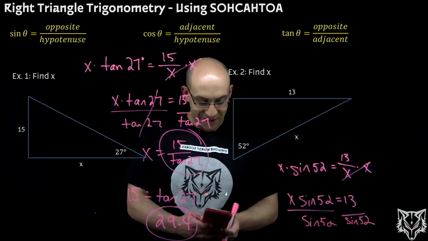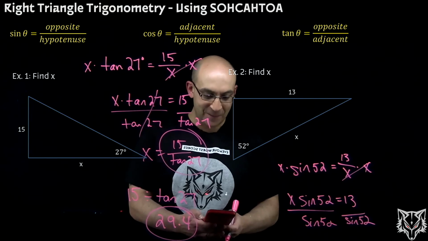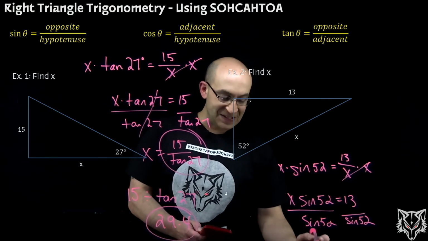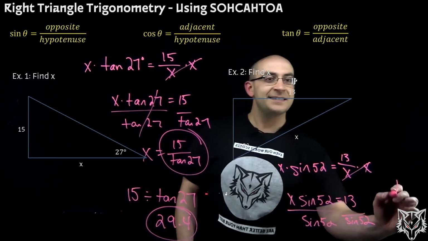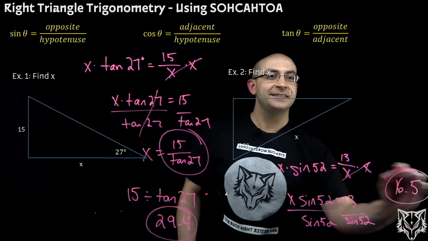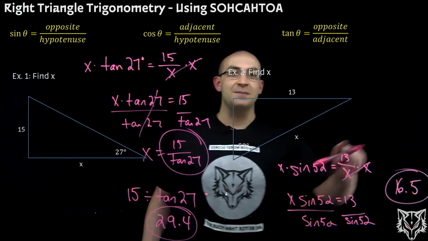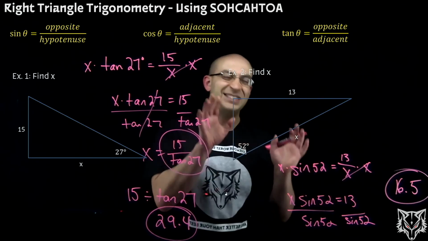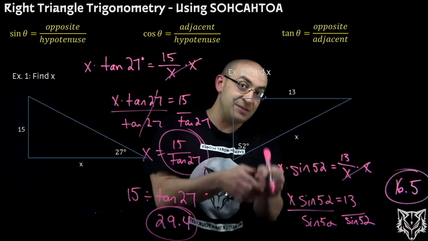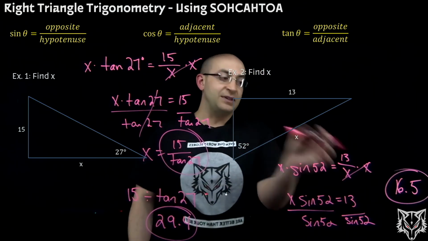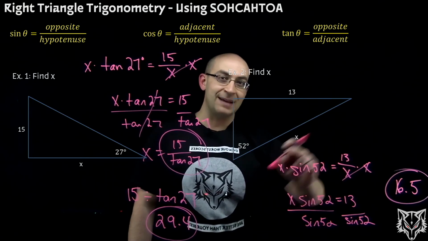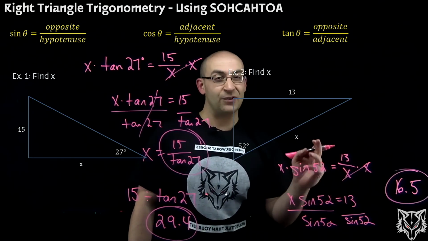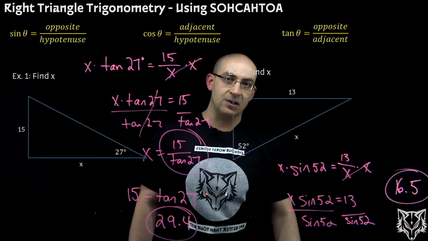Sorry. 13 divided by sine 52. Rounding to the nearest tenth place is going to give me 16.5. 16.5 is going to be my answer for the missing hypotenuse. Now, it's hard to really tell because we don't know this measurement here, but 16.5 is certainly bigger than 13, so we know that we're in the right ballpark anyway, even if we weren't sure of our answer, because we know the hypotenuse has to be the longest side of the triangle.